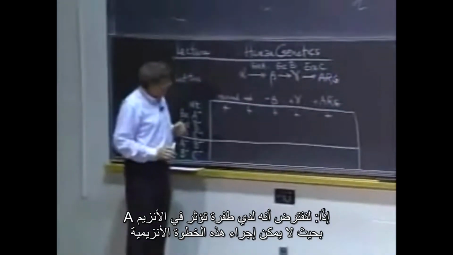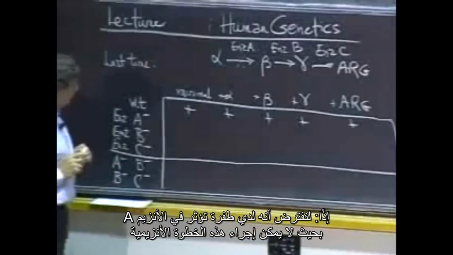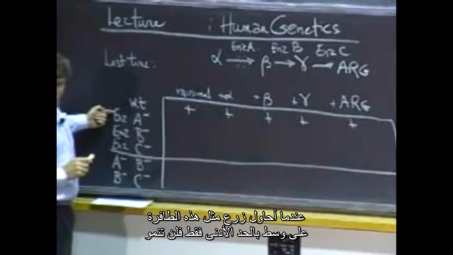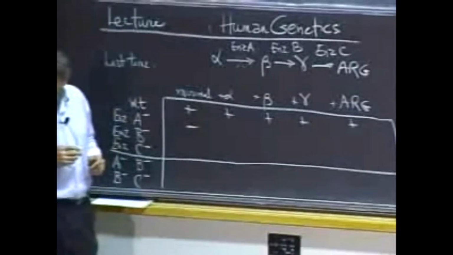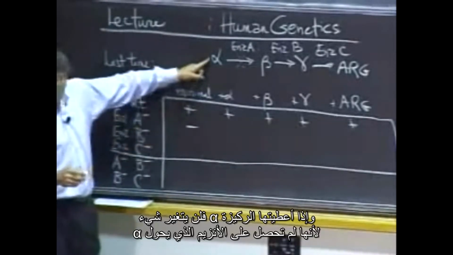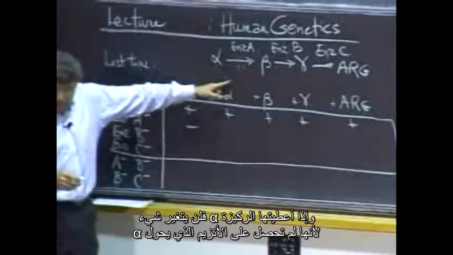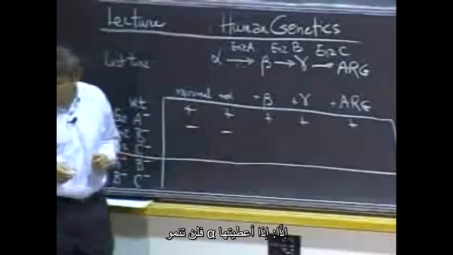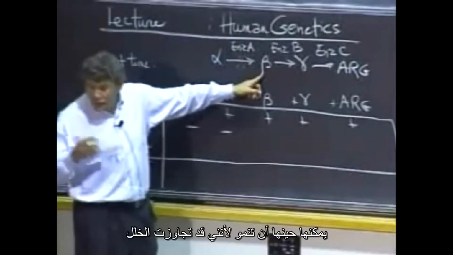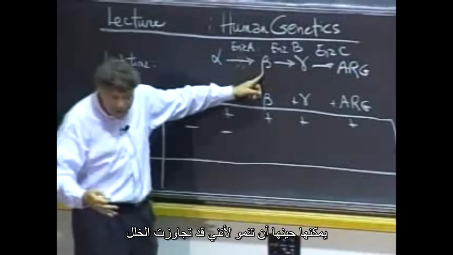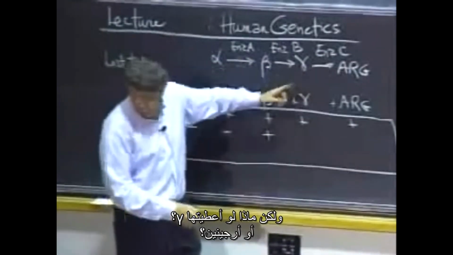So suppose I had a mutation that affected enzyme A so that this enzymatic step couldn't be carried out. Such a mutant, when I just try to grow it on minimal medium, won't be able to grow. If I give it the substrate alpha, it doesn't do it any good, because it hasn't got the enzyme to convert alpha. So given alpha, it won't grow. But if I give it beta, what will happen? It can grow because I've bypassed the defect. What about if I give it gamma? Arginine.